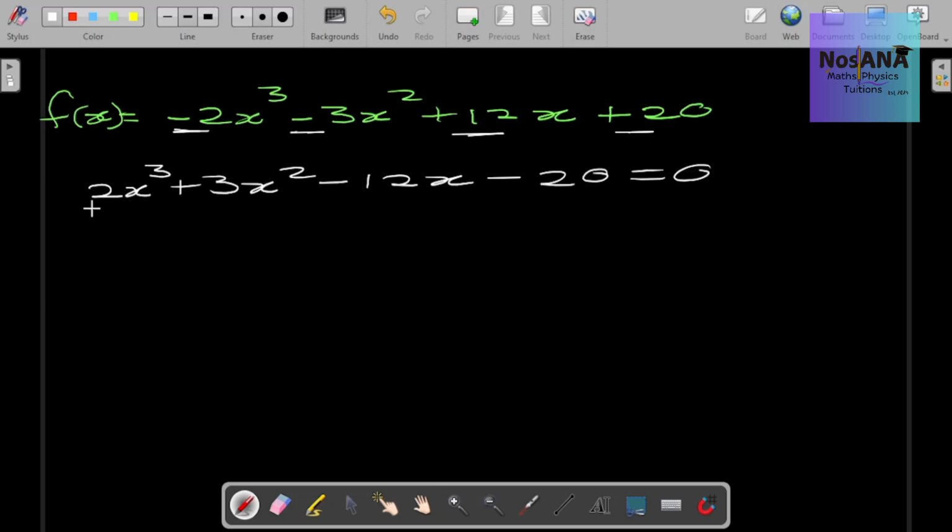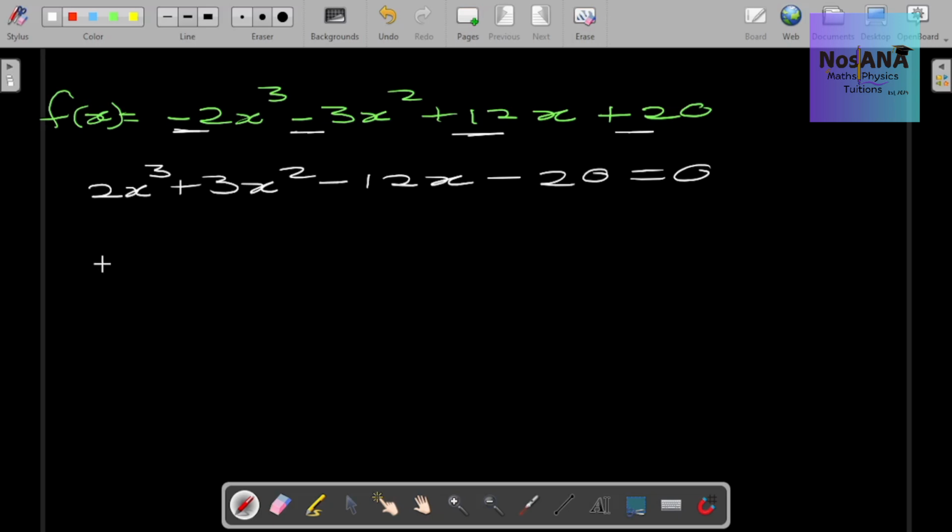How the signs changed was very easy. I factored out a negative 1. So when you factor out a negative 1, this becomes positive, this becomes positive, this becomes negative, this becomes negative. And if you're equating it to 0, you divide 0 by negative 1 and it will remain as 0.